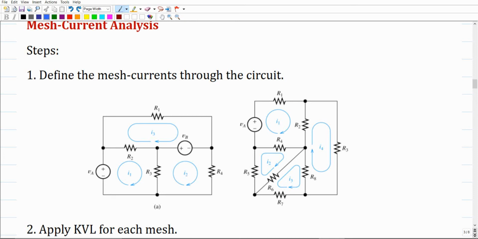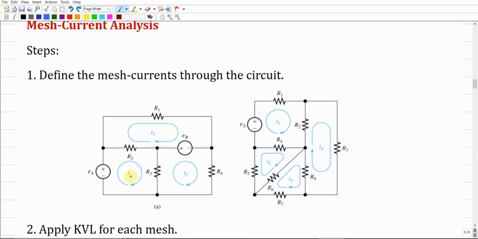Mesh, it is like a loop, but don't skip branches. So it means that we're gonna have one mesh here, there is another mesh here, there is another mesh here, there is a mesh, a mesh, a mesh. All of these are meshes, right? And then identify the current within each one of these meshes.